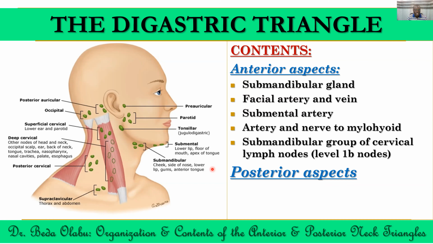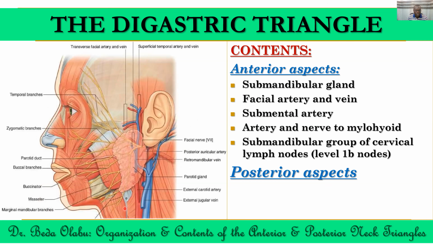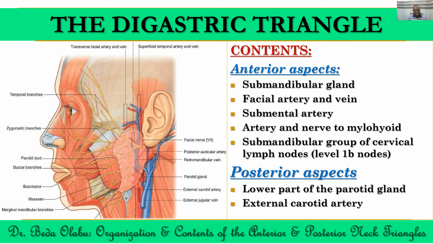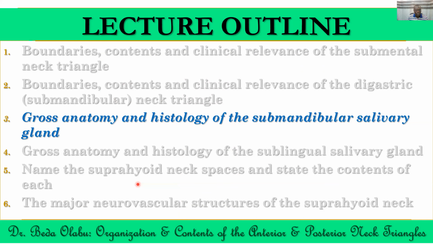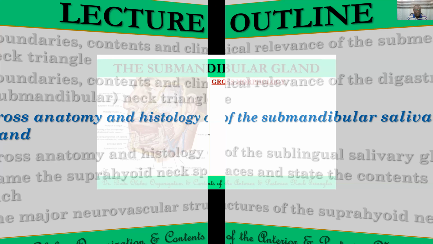In the posterior aspects of the submandibular triangle, we have the inferior part of the parotid gland, as you can see in this particular image, and you also have the external carotid artery crossing the posterior part of the triangle. So these are the contents of the digastric or the submandibular triangle of the neck. We can now focus on the submandibular gland itself. We'll talk about its gross anatomy as well as its histology.